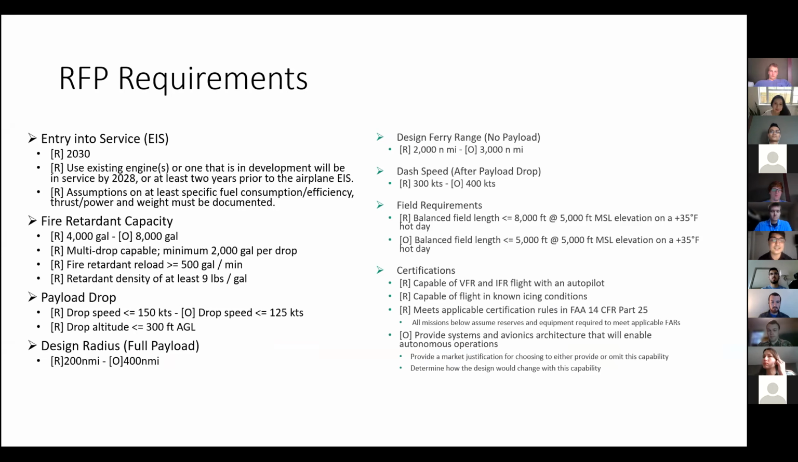We wanted a design radius of 200 nautical miles and an optional objective of 400 nautical miles, with a ferry range of a required 2,000 nautical miles and an optional objective of 3,000 nautical miles, and a dash speed required of 300 knots and an optional requirement of 400 knots.